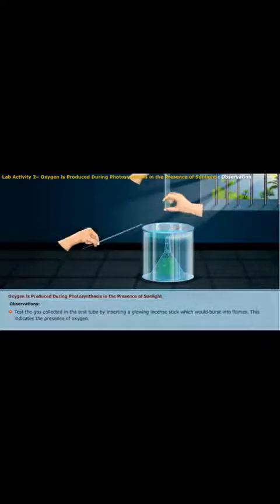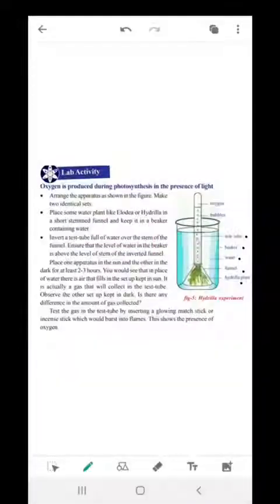Test the gas collected in the test tube by inserting a glowing incense stick, which would burst into flames. This indicates the presence of oxygen. The air bubbles formed in the test tube are of oxygen gas. Thus, it is clear from this activity that oxygen is produced during the process of photosynthesis in the presence of sunlight. Now, let us discuss the lab activity.